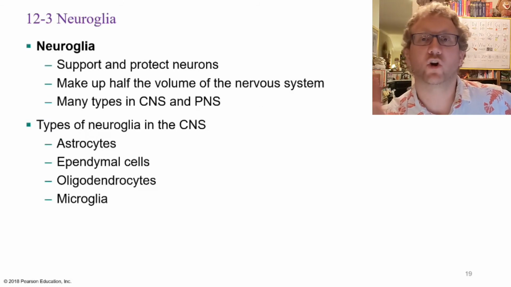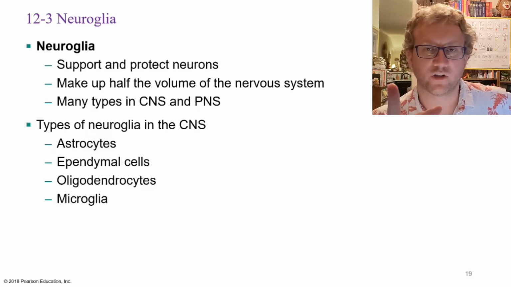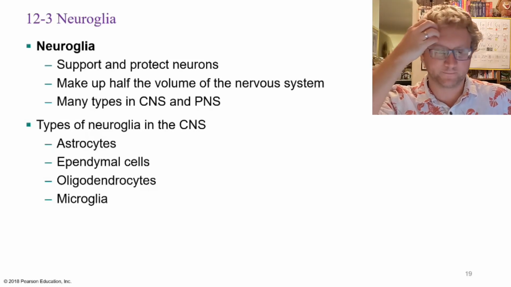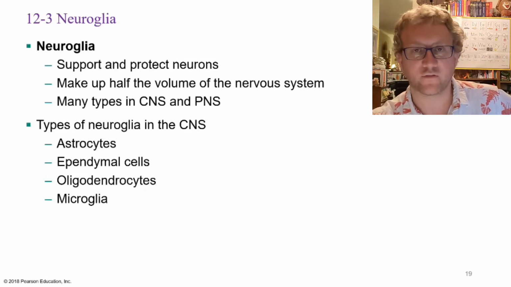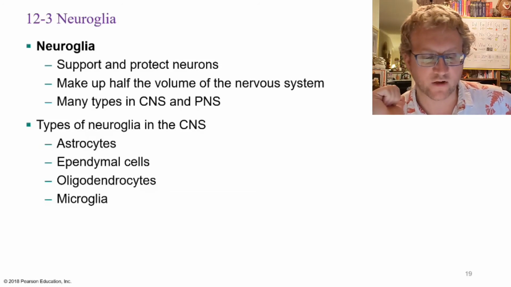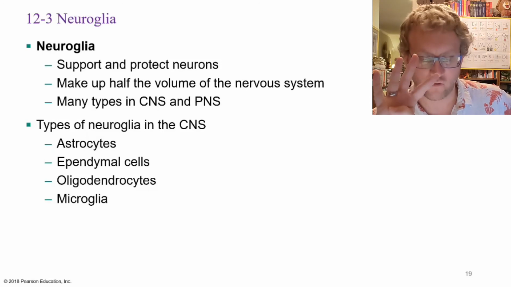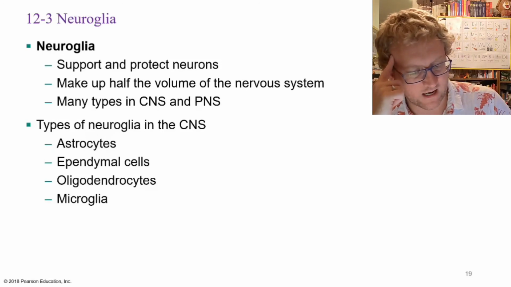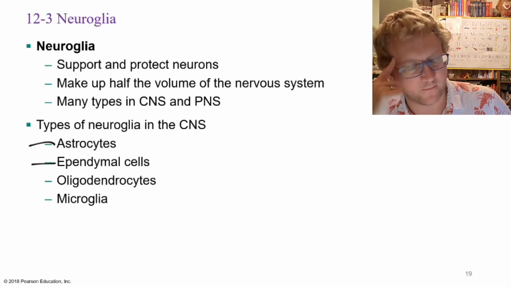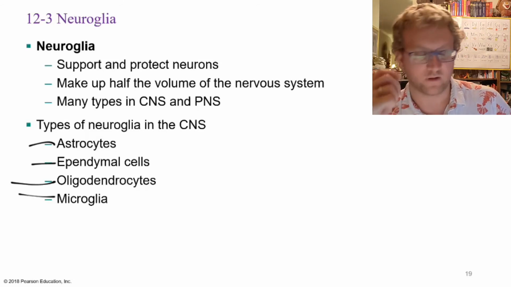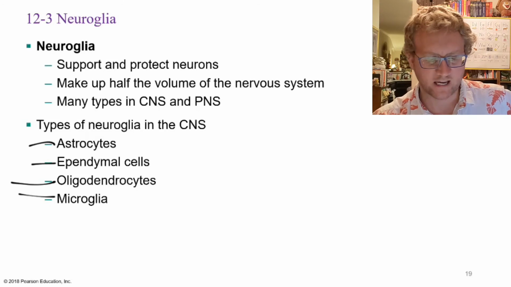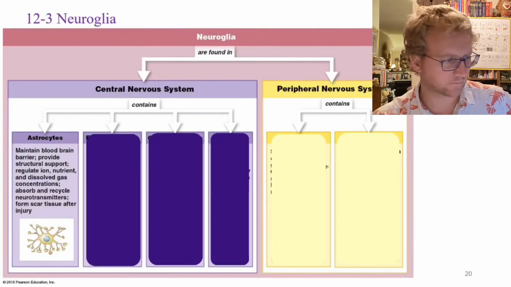Okay, so that was all neurons. Remember, the other part of the nervous system we talked about was the neuroglia. These support and protect the neurons. They make up half the volume of the nervous system. And there's a bunch of different types. We're going to talk about 4. The astrocytes, the ependymal cells, the oligodendrocytes, and the microglia. Let's start with the astrocytes first.